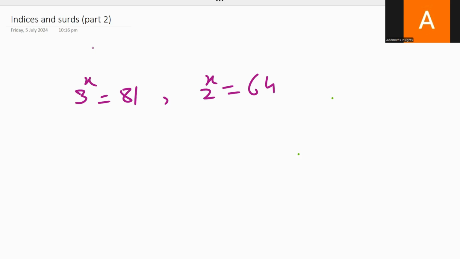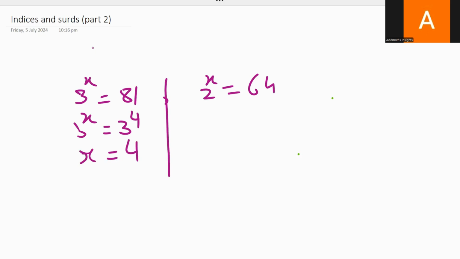And the basic technique to solve these types of equations is to make the bases the same. So how can you make the bases the same? You can express 81 as 3 raised to the power 4. And when you compare both sides, you can write x is 4. So this is how you can solve an exponential equation.